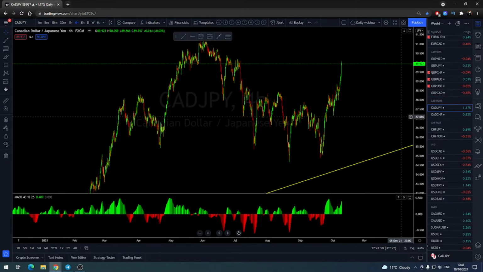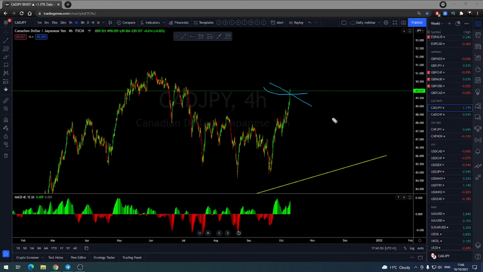CAD pushing higher. I don't see the setup over there right now. Okay, so let it do whatever it wants to do. Probably next week that's not gonna be a tradable pair, so skip it. Let it do what it wants to do.